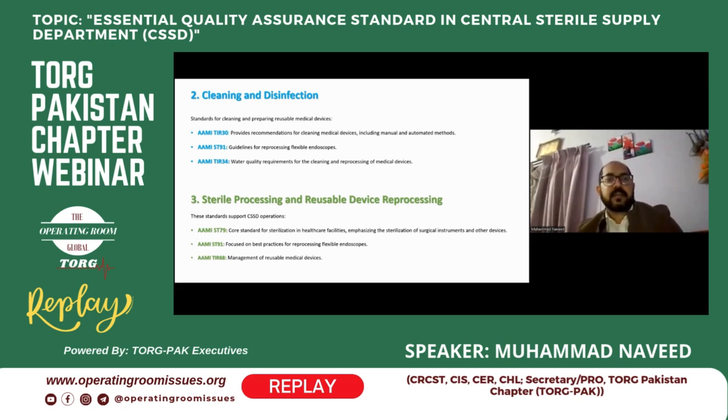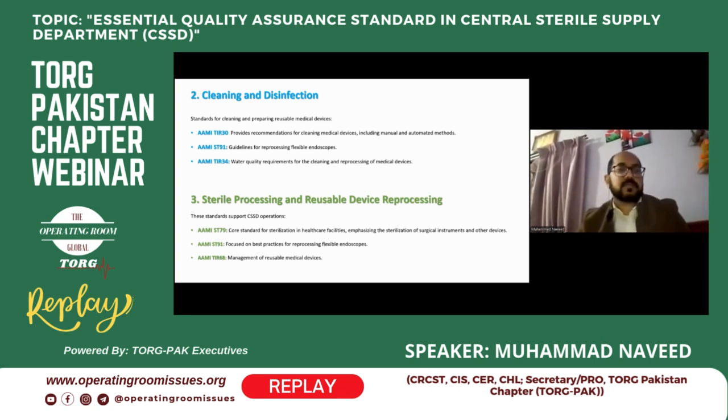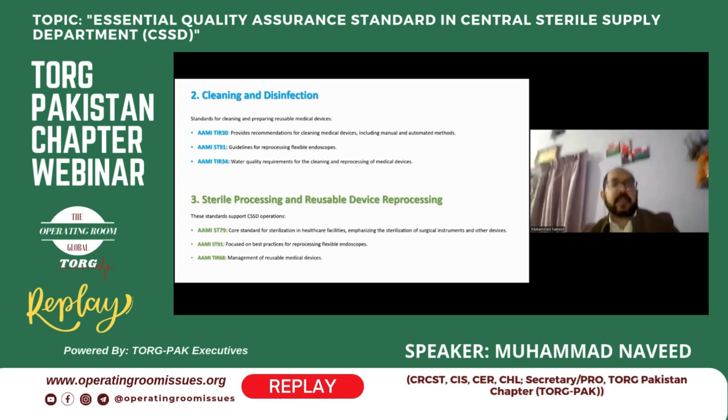ST91 is the guideline for the reprocessing of flexible scopes. Before, I told you about the ISO standards; here, for flexible endoscopes, the standard we usually use is ST91.